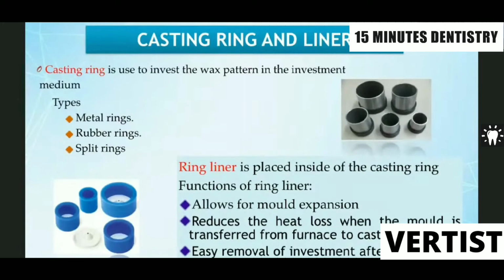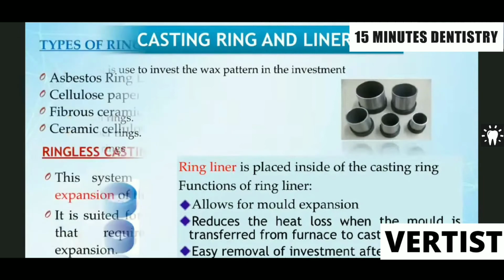So casting ring and liner again is used. The types can be the metal rings, rubber rings, and the split rings. The ring liner allows the mold expansion. Therefore, it is lined within the rings which you are seeing. It allows for the mold expansion, reduces the heat loss, and it is easy to remove the investment after the casting is done. So these are the various reasons why we apply a liner.